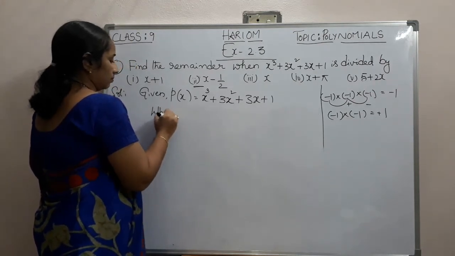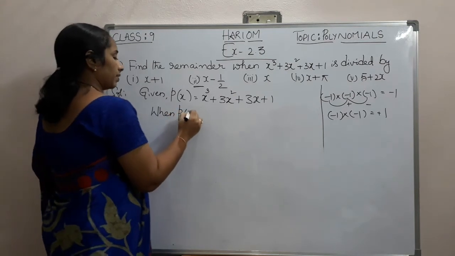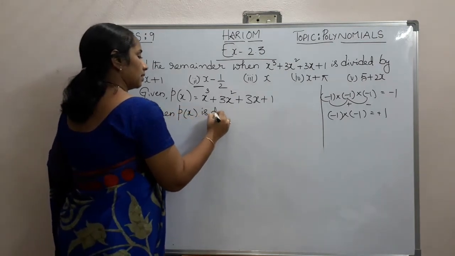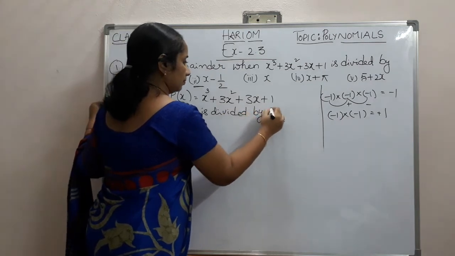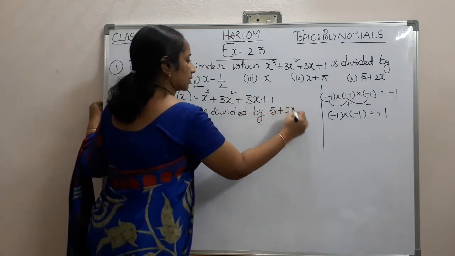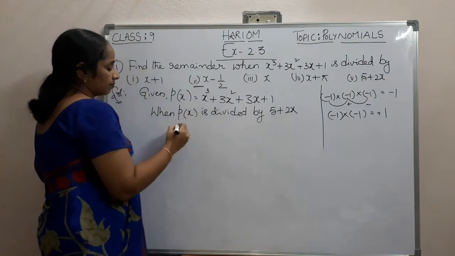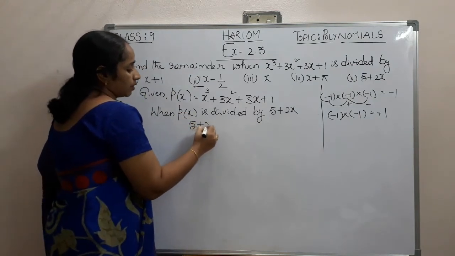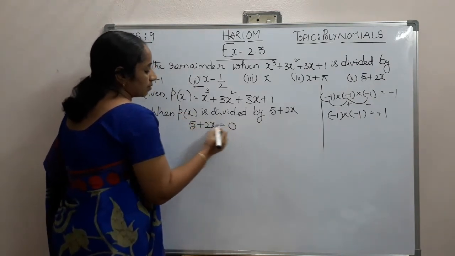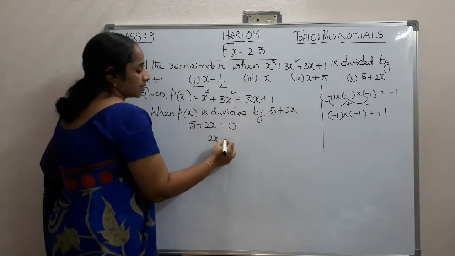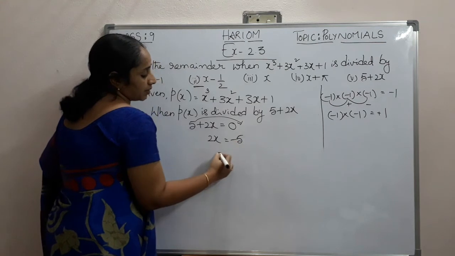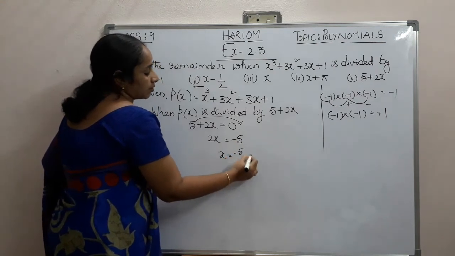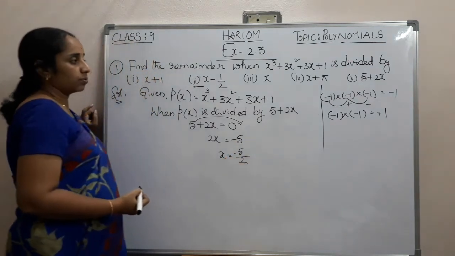When p of x is divided by 5 plus 2x, then 5 plus 2x is equal to 0. 2x is equal to minus 5. X is equal to minus 5 by 2.